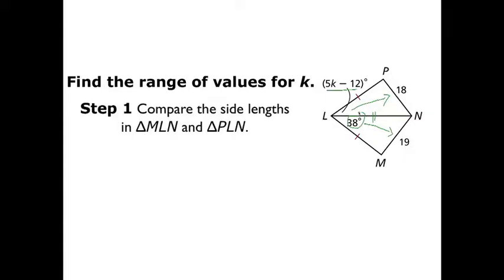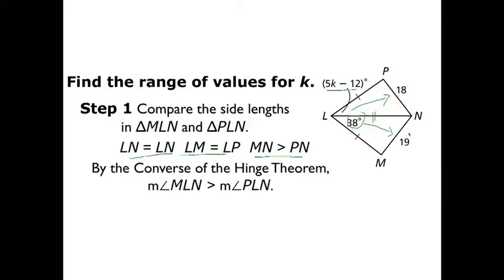I'll set that up, again using the reflexive property and the two sides that were marked congruent, and that I can see that MN is bigger than PN, which are these two sides over here, the 19 and the 18. That allows me to use the converse of the hinge theorem to make this statement: 5k minus 12 is less than 38. Simple algebra, add 12 to the other side and divide by 5, and I get that k is less than 10. So I know that first and foremost, k has to be less than 10.